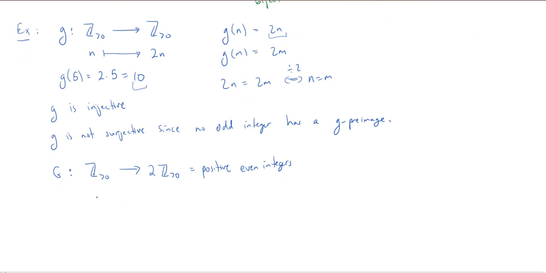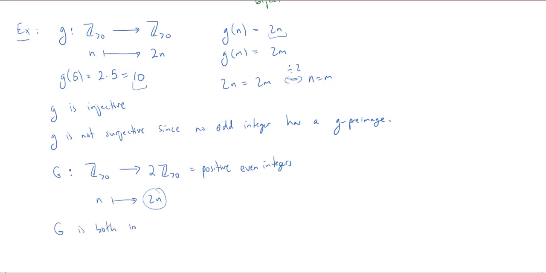So this function is the same in terms of a rule. It just doubles the input. But now you only get positive even integers in the codomain. And in fact, every one of these numbers, everything in here looks like some 2n, and so it will have a preimage.